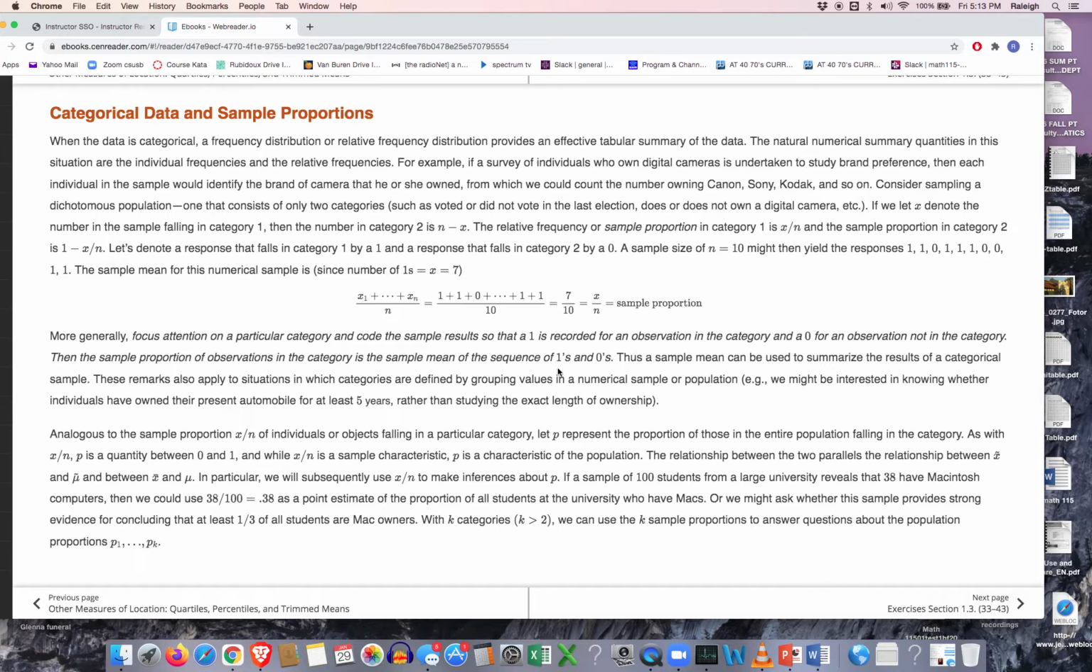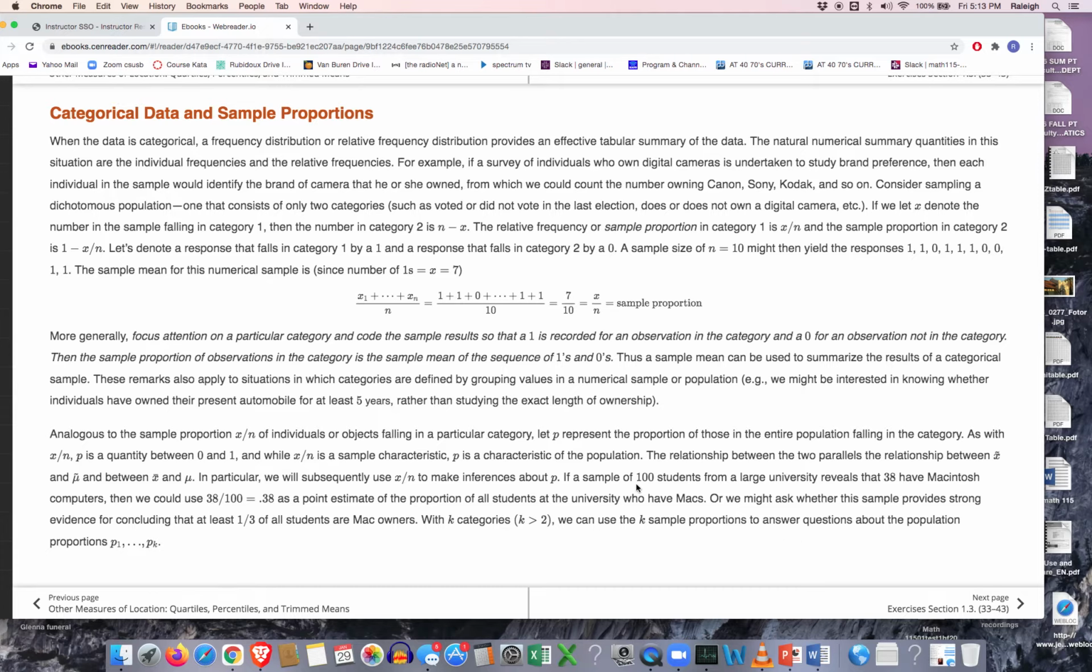And so it's just a sequence of 1s and 0s. We could continue and have more than 1 category, of course, but then you start running into things like averaging zip codes, which doesn't make any sense, or averaging social security numbers, which also doesn't make any sense, because those really aren't quantitative, as most data with numbers would be.